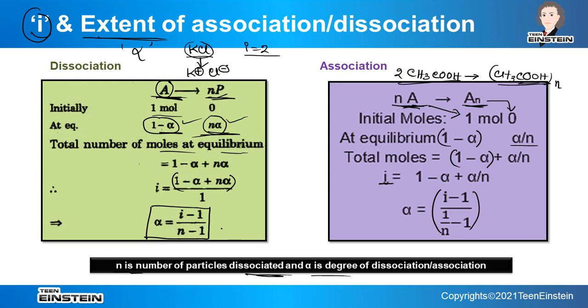If you can remember this, it is very easy to remember the second one, because the only difference is that in place of n, we have now written 1 by n. That is the only difference, otherwise both formulas are the same. So if the i value is known, we can find out the degree of association or dissociation, that is alpha, and if alpha is known, that is the degree of dissociation or association is known, then also we can find out i, because this relationship is between alpha and i.